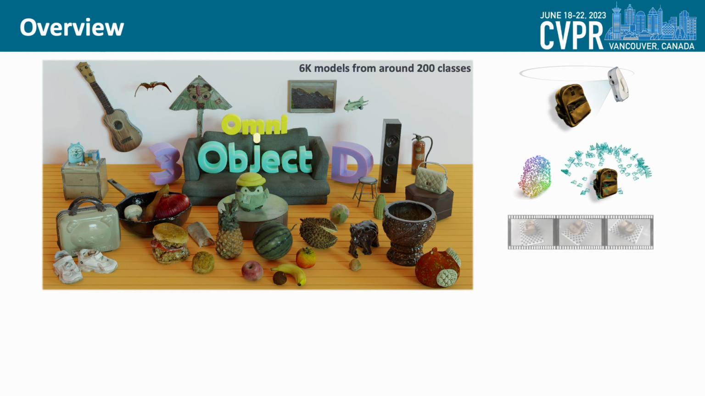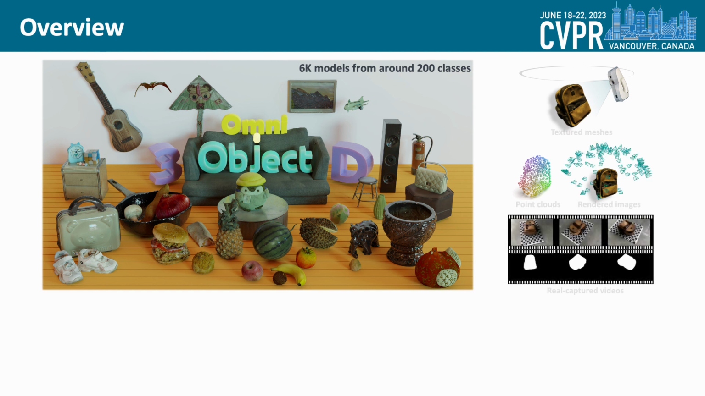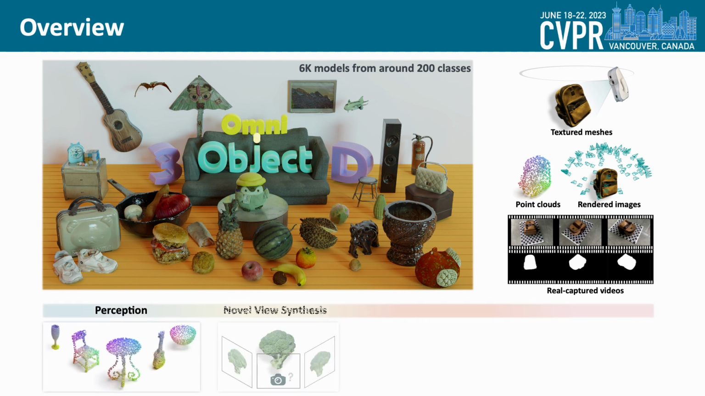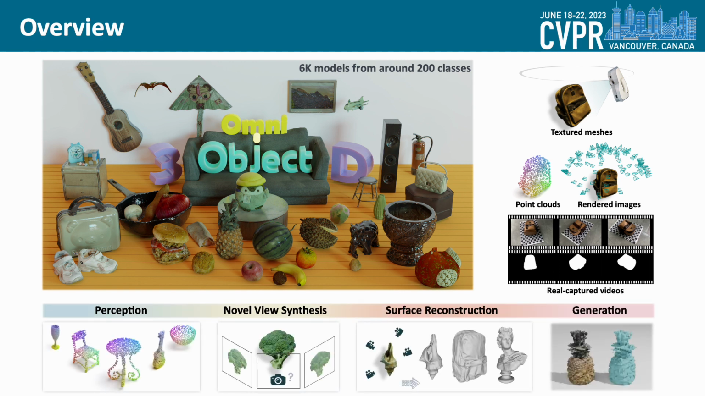Point clouds are sampled on the object surface, and multi-view images are rendered using Blender. We also capture videos using iPhones and extract foreground masks. With the vast exploration space offered by OmniObject3D, we set up 4 evaluation tracks: robust point cloud perception, novel view synthesis, surface reconstruction, and 3D object generation. We hope that the new dataset can boost research on general 3D object understanding and modeling in the real world.